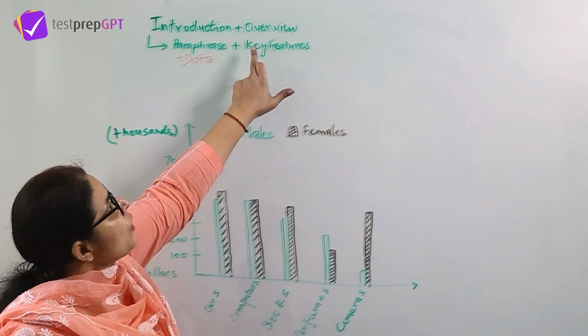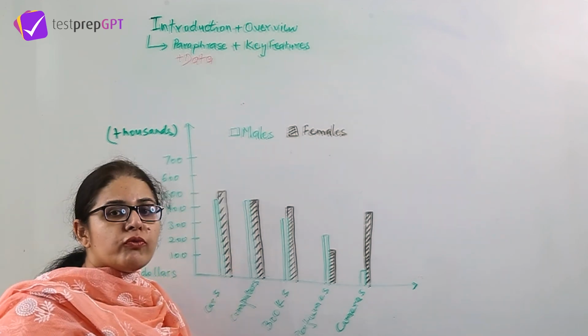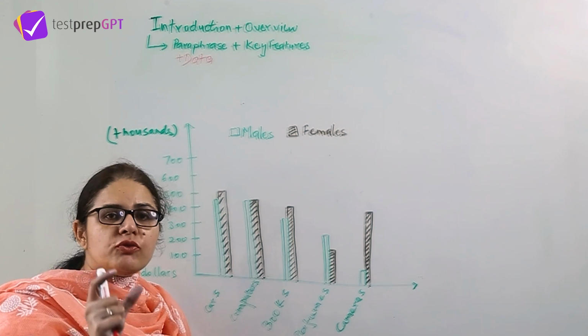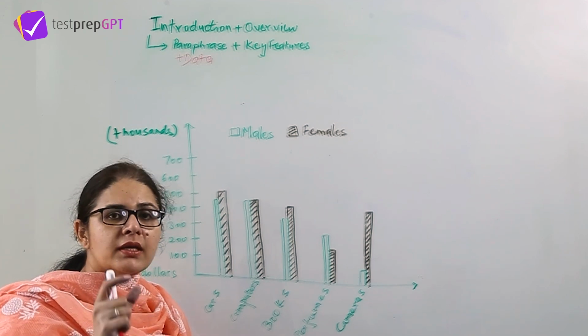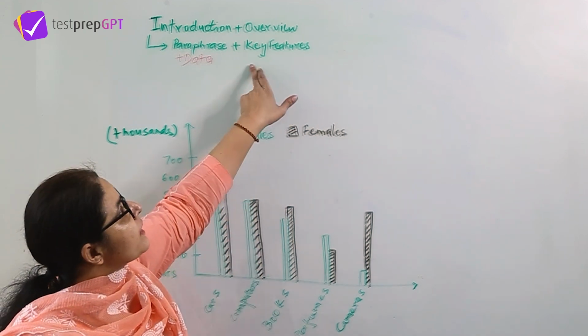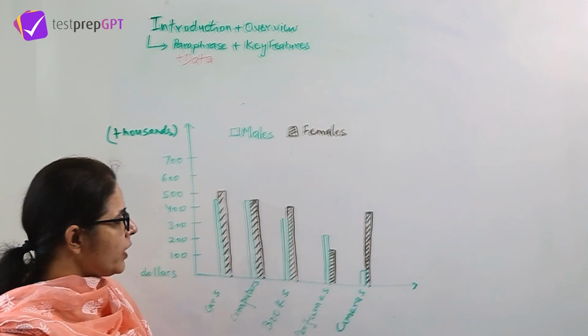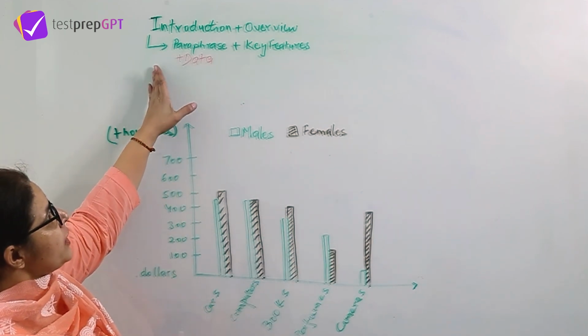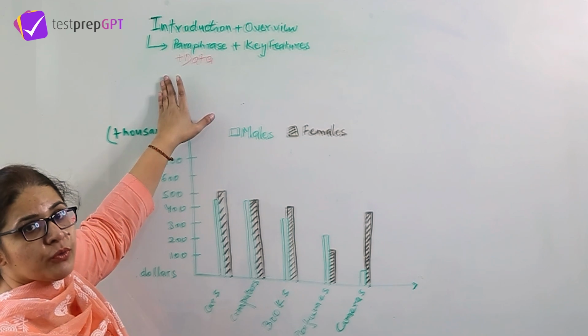Then, what are you going to write in the overview? We'll add one linking word, for example, general, generally, in general, and then we'll give the key features of our graph. So let's first look at how to paraphrase plus what data sentence you will add.